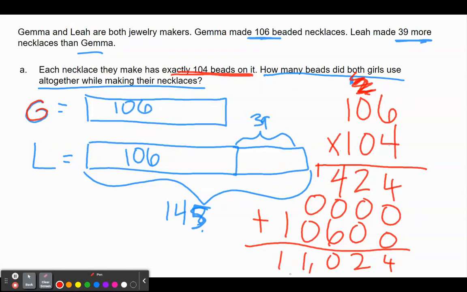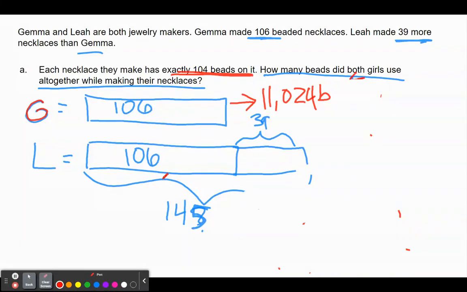So Gemma used 11,024 beads. So I'm going to go ahead and put this down over here. So she used 11,024. I'm going to put down B for beads.